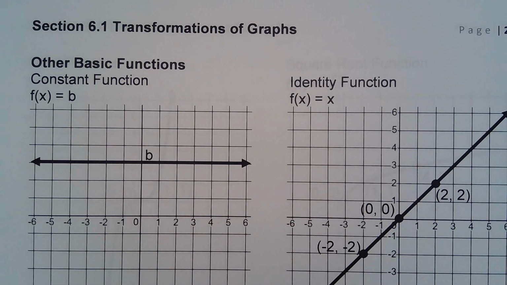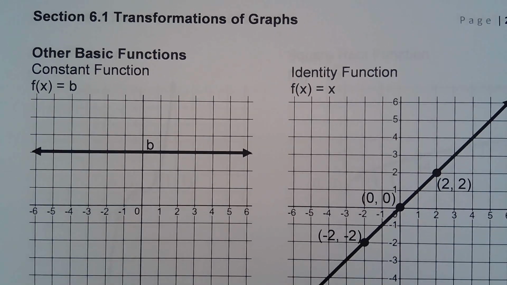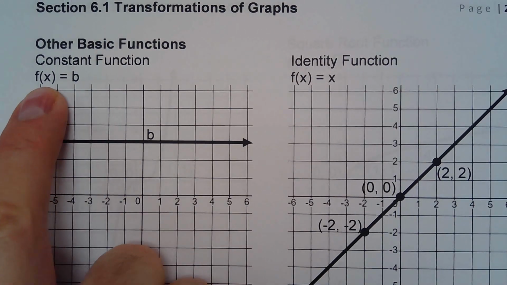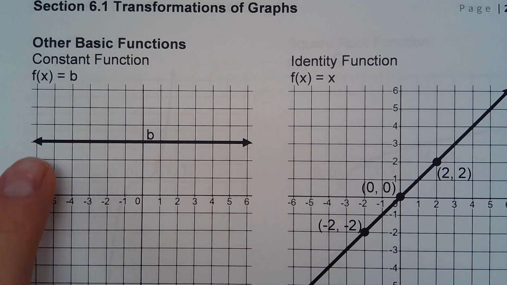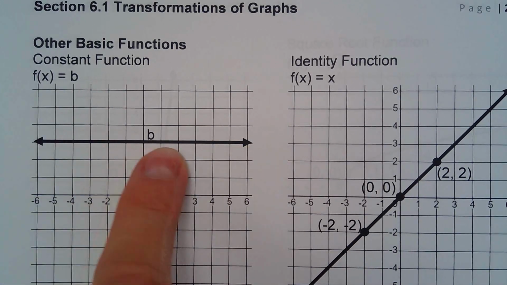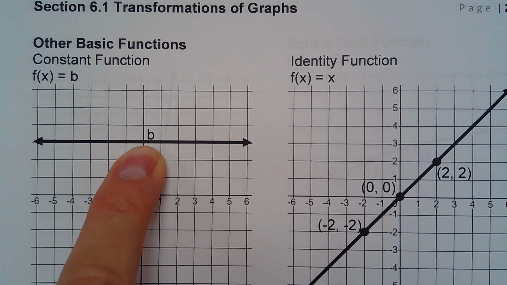So now we're going to talk about graphing other basic functions. And so we're going to look at their graphs. And actually the first two are just special cases of linear equations. First one is the constant function, f of x equals b. Again, think of y equals b. That's just a horizontal line going through the y value of b.